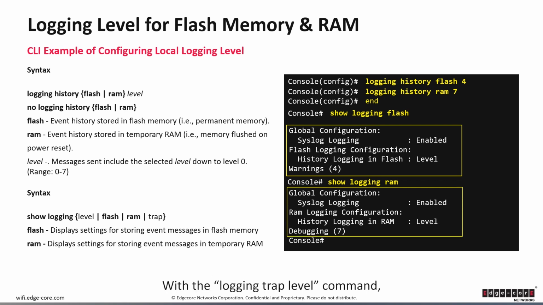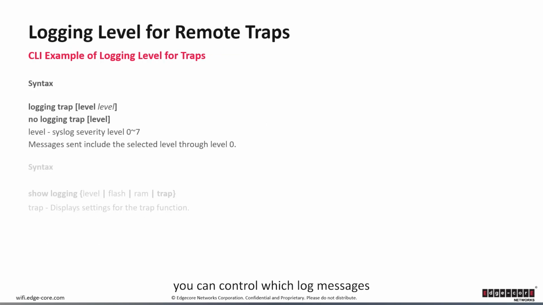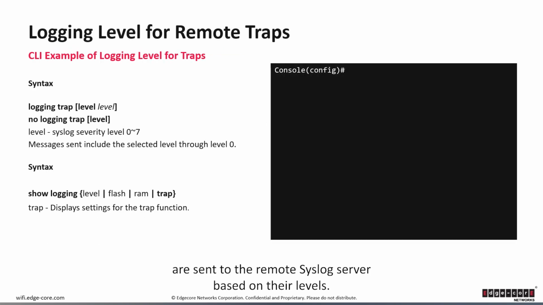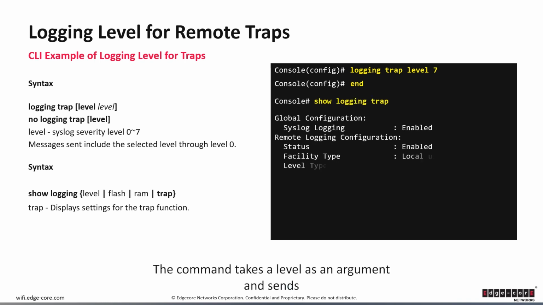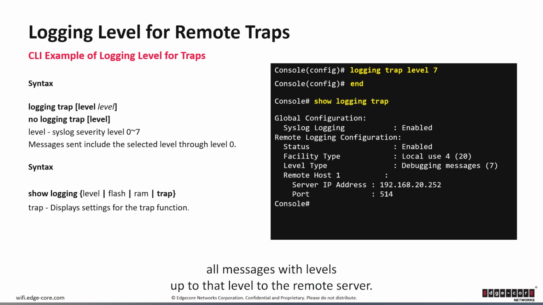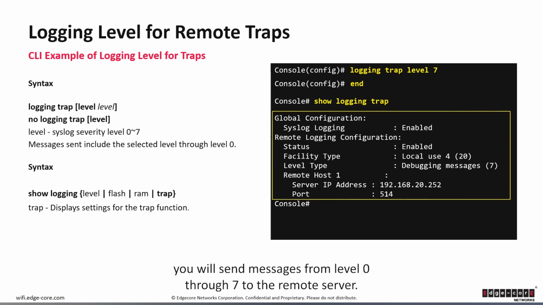With the logging trap level command, you can control which log messages are sent to the remote syslog server based on their levels. The command takes a level as an argument and sends all messages with levels up to that level to the remote server. For example, if you enter level 7, you will send messages from levels 0 through 7 to the remote server.